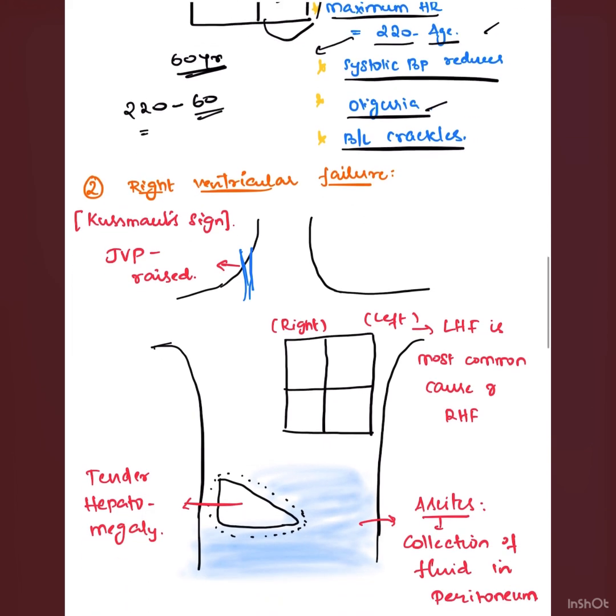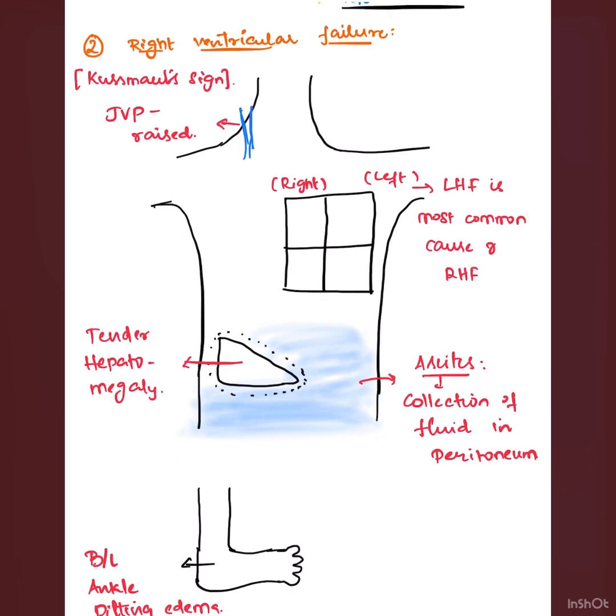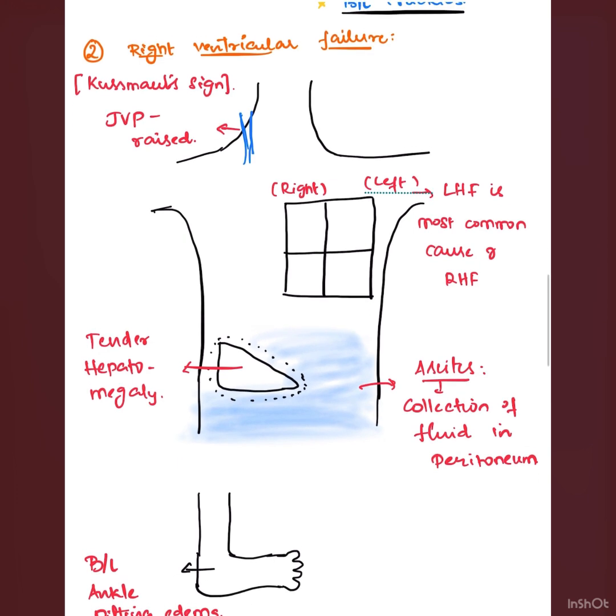Next one is right ventricular failure. The most common cause of right heart failure is left heart failure. This was the previous preview question: what is the most common cause of right heart failure? The answer was left ventricular failure. If a patient has left ventricular failure, then as time passes, it also leads to right heart failure.